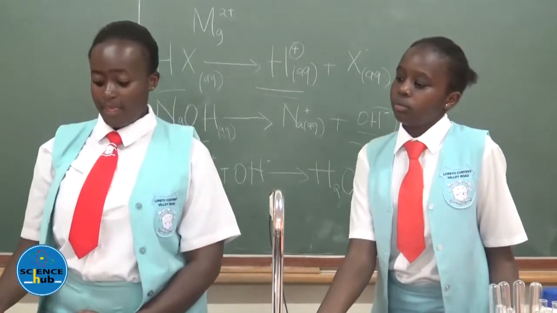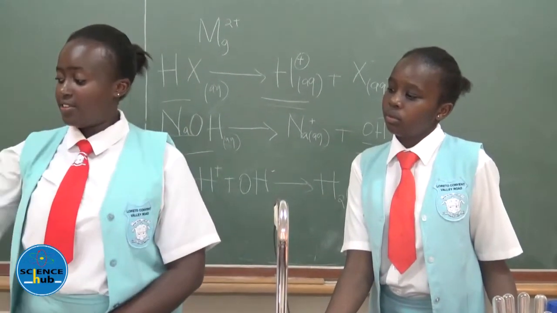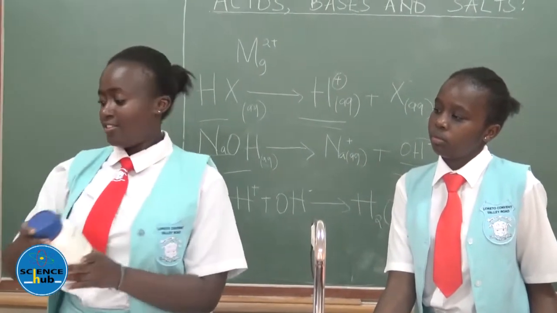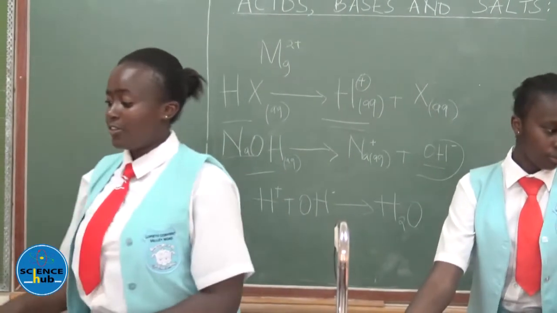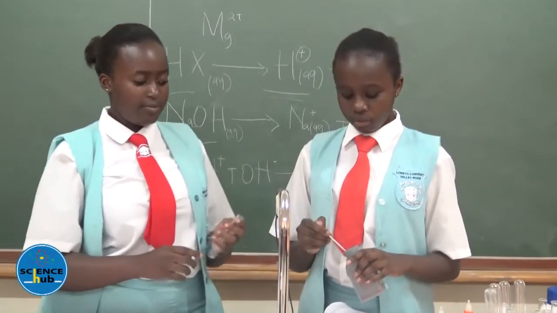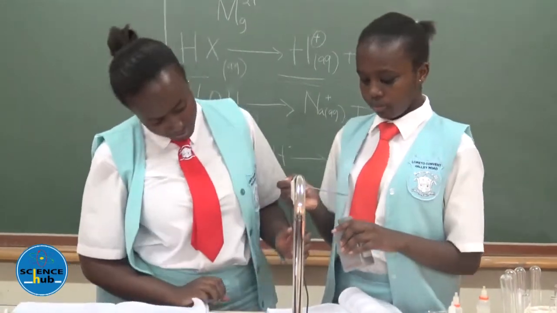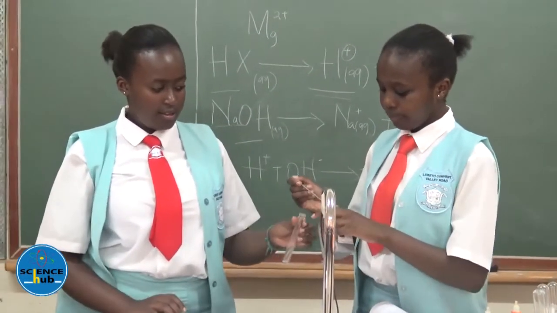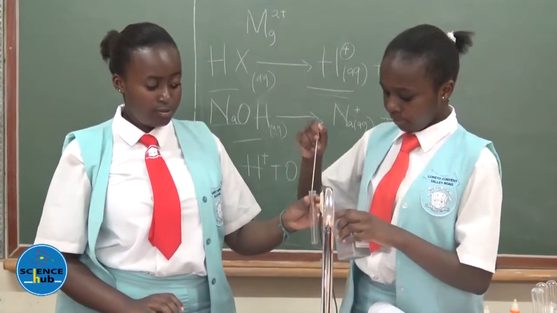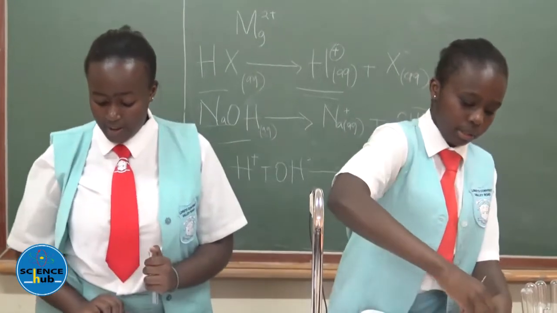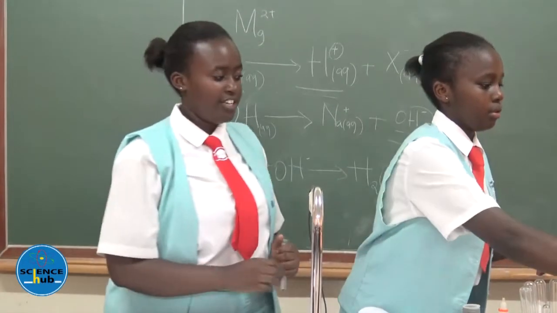So in this, we're going to look for our magnesium salts. We're going to put magnesium powder in a test tube, about 2 spoons from a spatula, and we're going to put about 5 drops of sodium hydroxide.